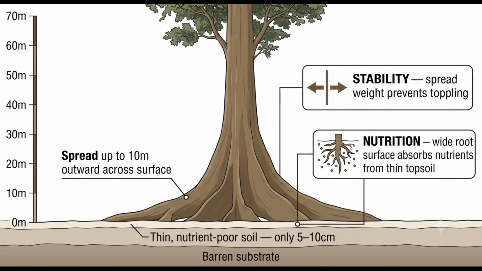Mechanism: the wide spread distributes the tree's weight for stability. The wide lateral roots also increase the surface area in contact with the nutrient-containing topsoil, maximizing absorption where nutrients actually are, in the top few centimeters, not deep down. This is a critical point. Students sometimes think buttress roots cannot reach deep nutrients. The nutrients in a rainforest are not deep. They are at the surface, exactly where buttress roots operate.